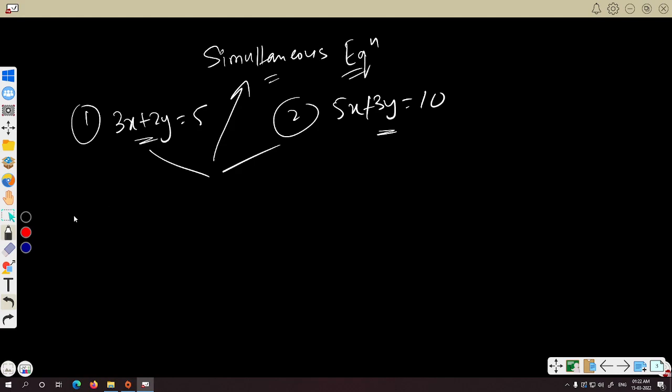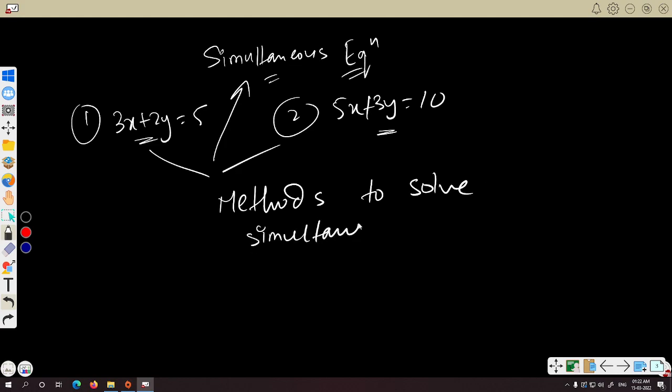Now there are some methods to solve simultaneous equations. What are those methods? Methods to solve simultaneous equations.